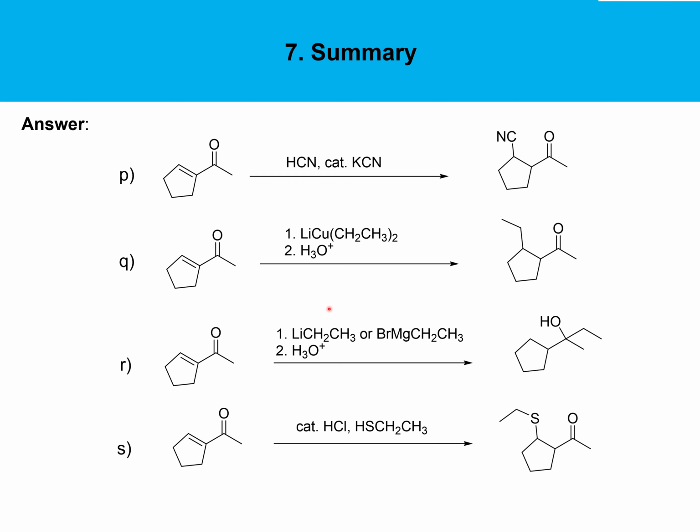If we use an organolithium or a Grignard, we will transfer the alkyl group, in this case the ethyl group, directly to the carbon of the carbonyl to get a tertiary alcohol, as shown here. Thiols are considered moderate nucleophiles, so they generally add to the beta carbon of an alpha beta unsaturated carbonyl.